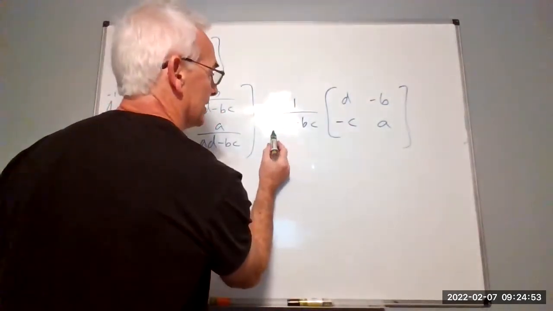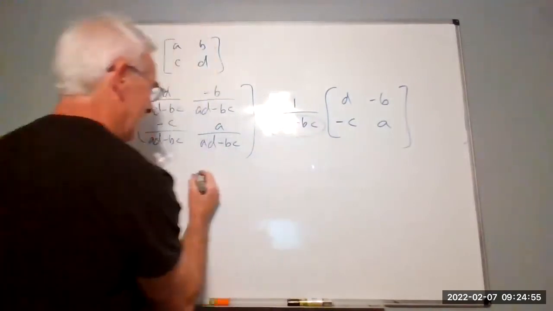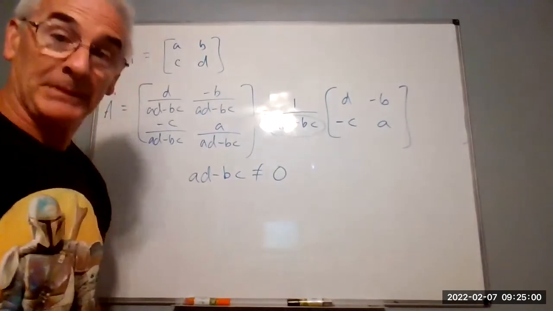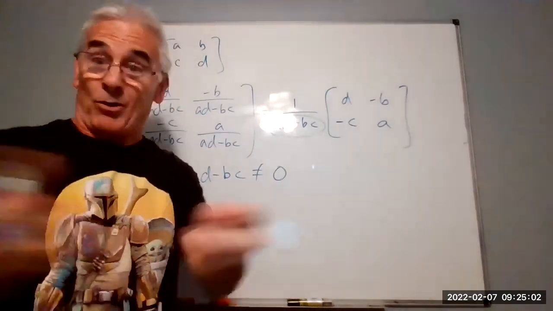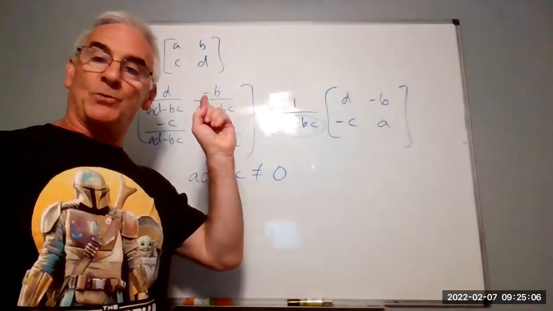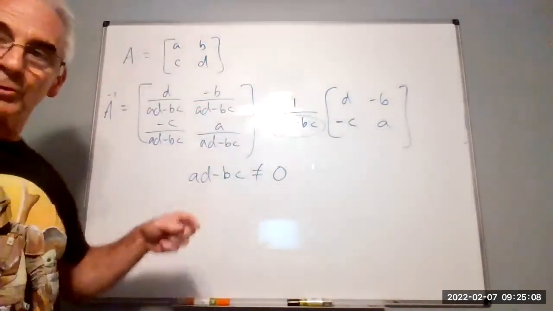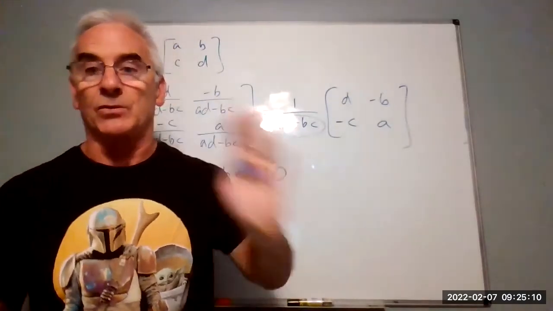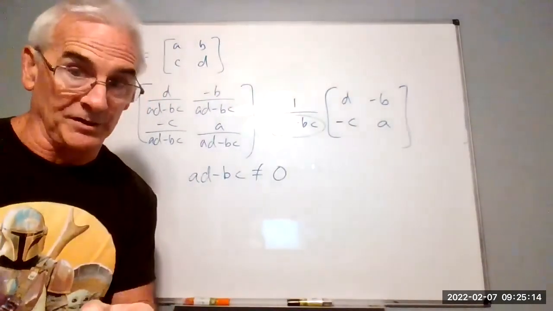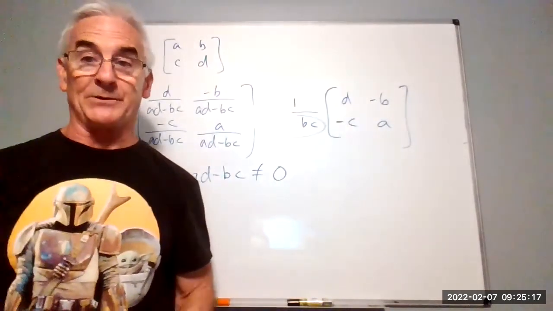Now, here's the key. The quantity AD minus BC cannot be 0, because if it's 0, I don't have an inverse. So if I give you a 2x2 matrix, as long as this is true, the inverse exists and is incredibly easy to find. I'm showing you a shortcut that only works for 2x2 matrices.